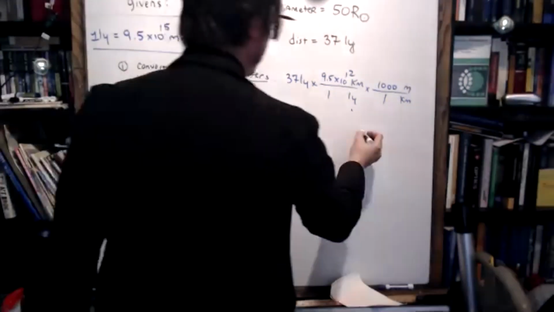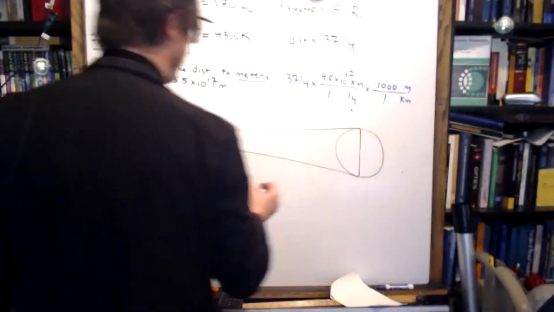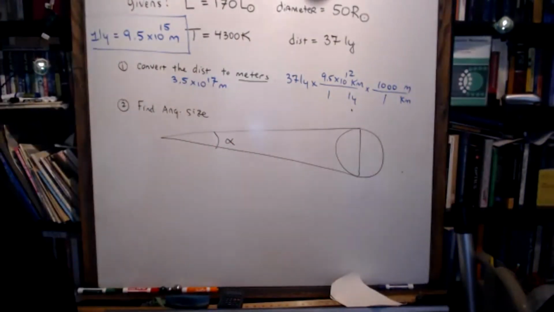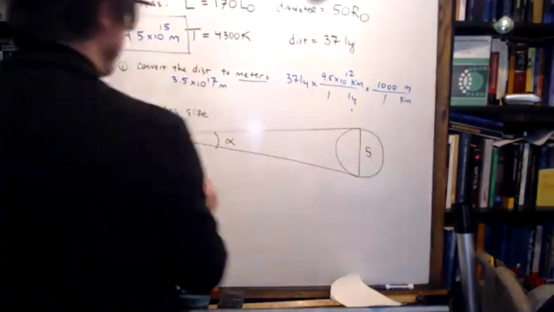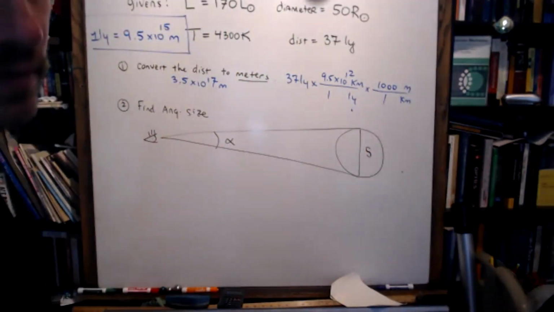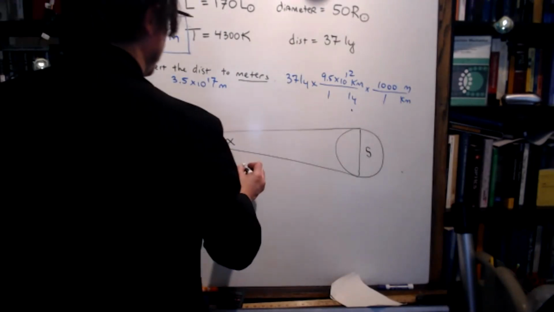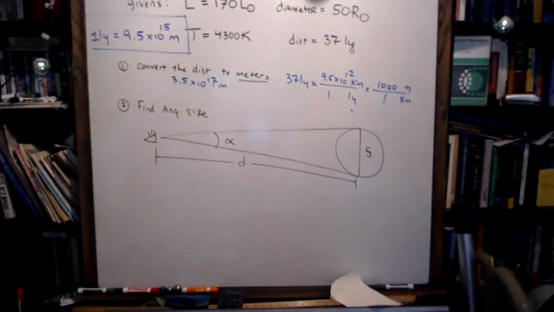The picture is that the star is over here, and you're looking at it from far away. The angle in arc seconds is alpha. The diameter of the star is S. This is you, the observer, which is an eyeball on Earth. And this is the distance from Earth to the star.